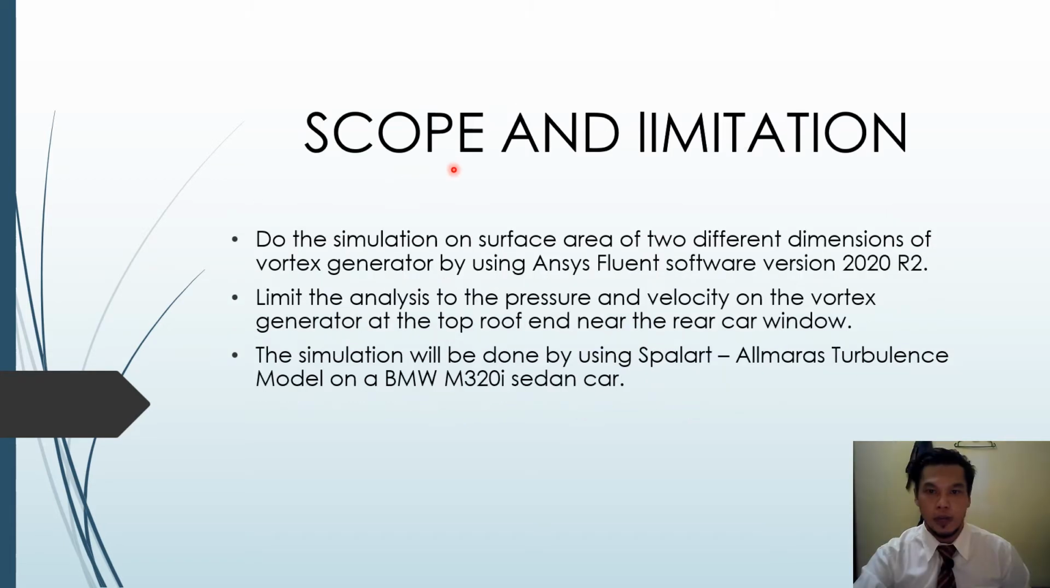This is the scope and limitation for the project. The simulation on surface area of two different dimensions of vortex generator is done by using ANSYS software version 2020R2. The second one is the analysis of the pressure and velocity on the VG is limited only at the top roof and near the rear car window. And the last one, the simulation is done by using the Spalart-Allmaras turbulence model.